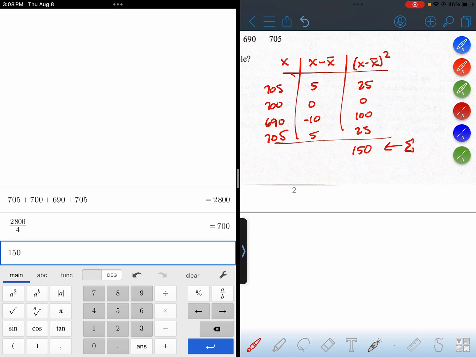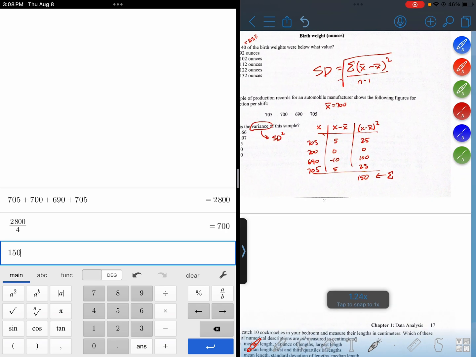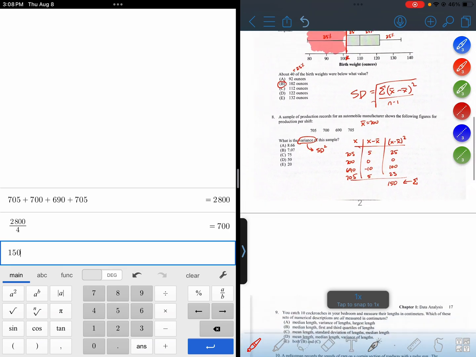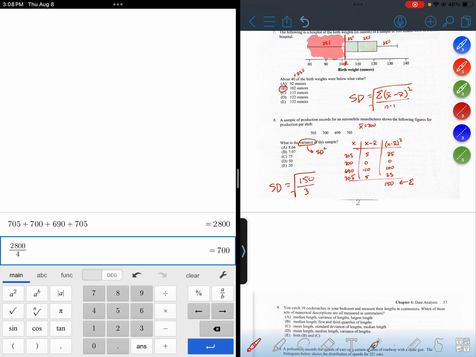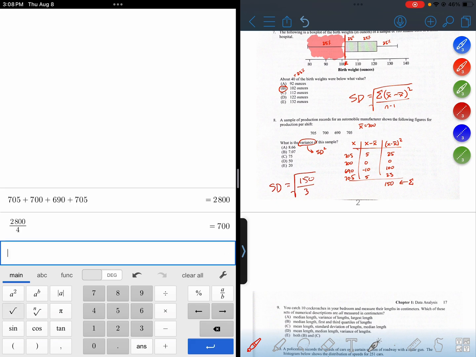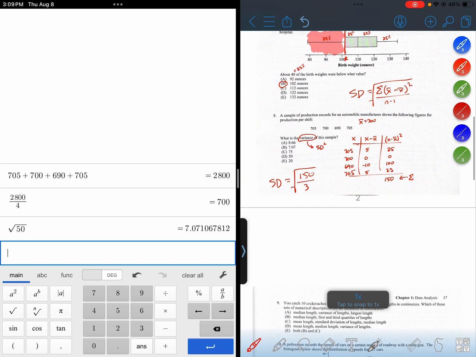Okay, why am I trying to do it on a calculator? So we get 50, and then we have to take a square root. So the SD is equal to the sum, 150, divided by n minus 1, which is 3, and then square root. So what is the square root of 50? Square root of 50 is 7.07. Okay, so the standard deviation is 7.07.